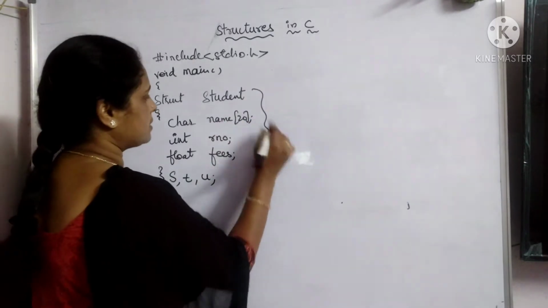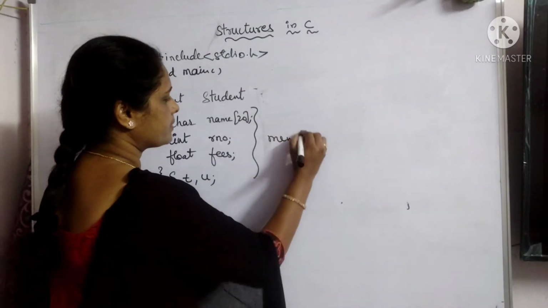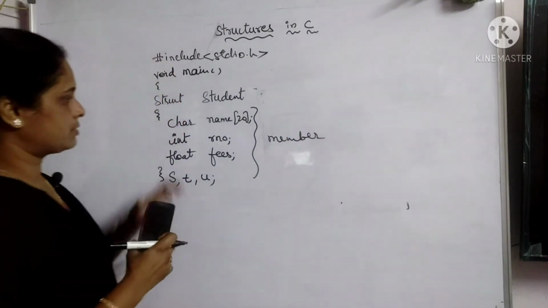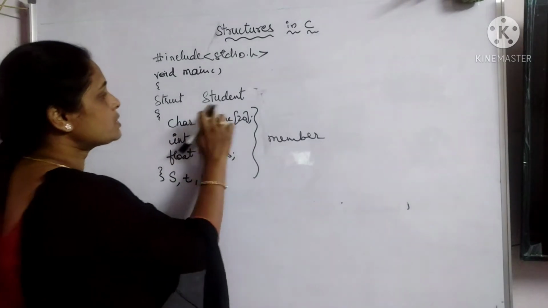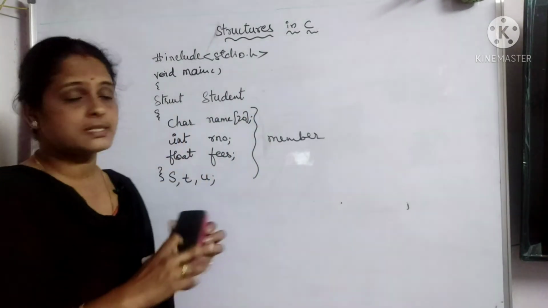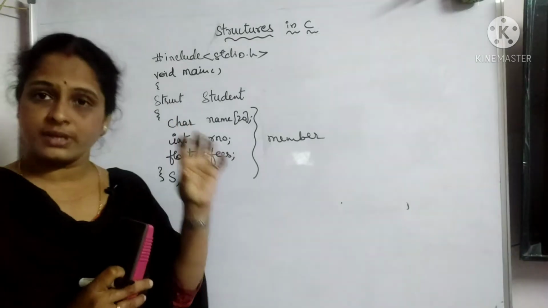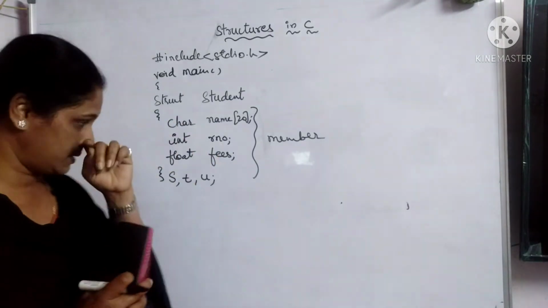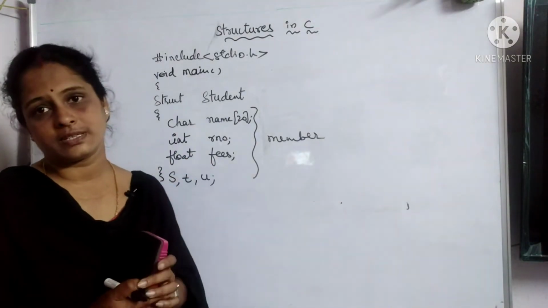Now, these are the members of the structure. Name, roll number and fees are the members of the structure. Student is the name of the structure. Struct is the keyword we use to create a structure or declare a structure. Here s, t, u are the variables of the structure. Okay.